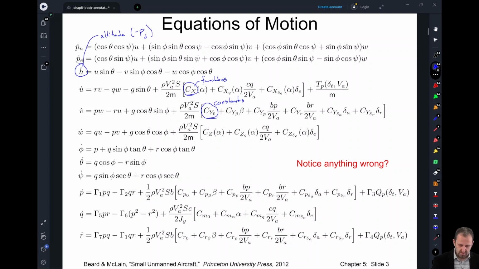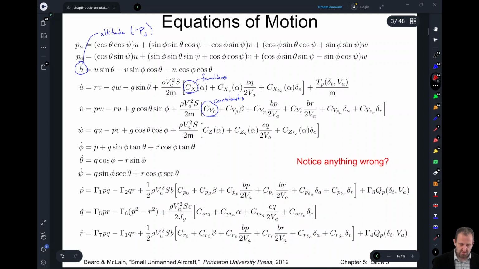And finally, you'll notice that there is something wrong. We brought this up in a previous lecture. We have the wrong sign in front of these two variables. So that should be a minus instead of a plus. But other than that, these are the equations of motion that we developed last time.